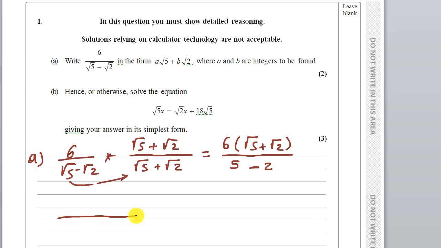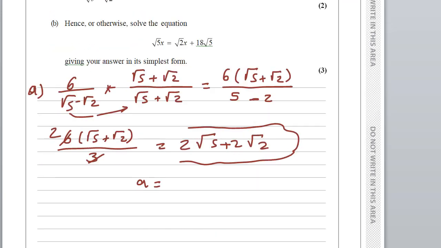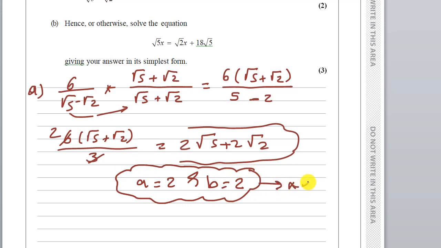So it will be down here 3, and 6 multiplied by square root of 5 plus square root of 2. Here 6 with 3 is equal to 2. So 2 square root of 5 plus 2 square root of 2. And this is the answer of the question, where a equals 2 and b equals 2. This is the answer of the first part.